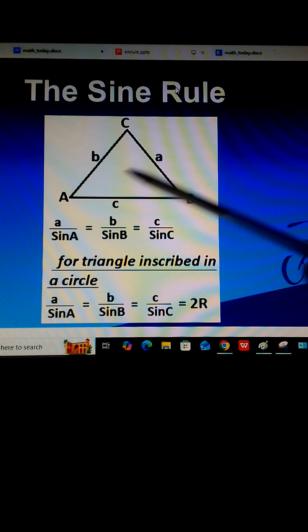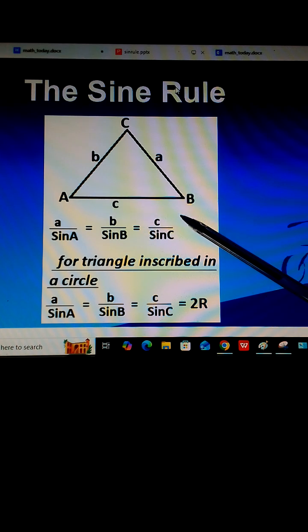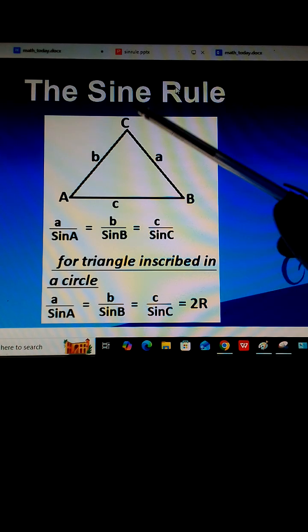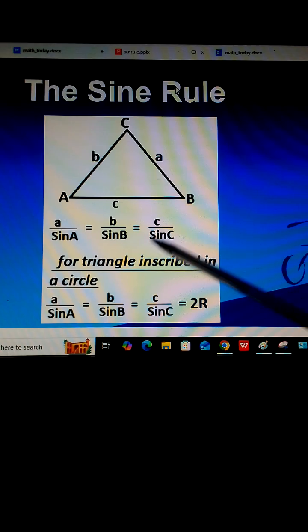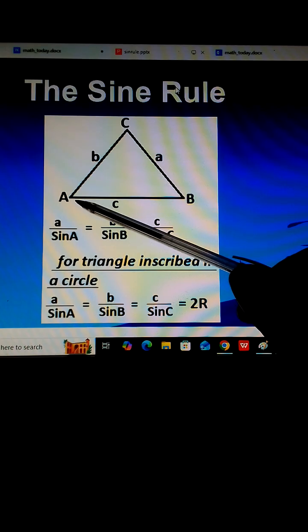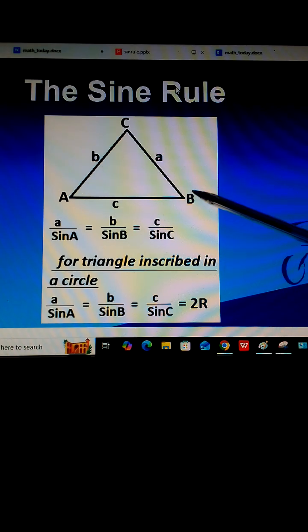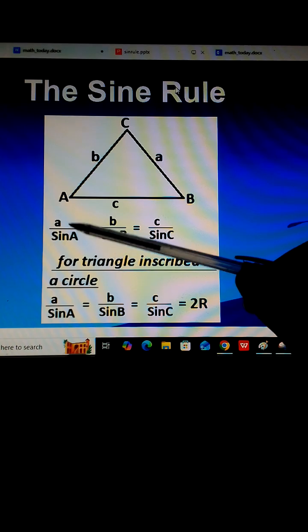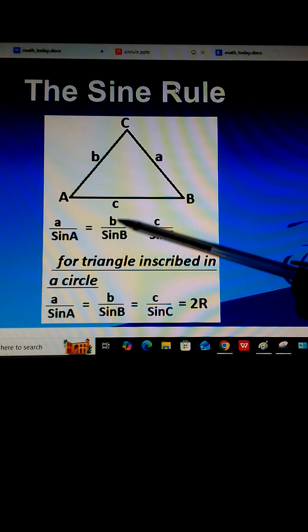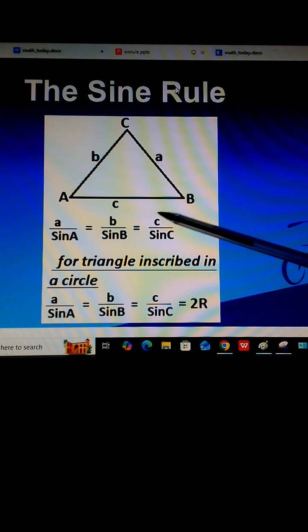Consider triangle ABC, which has angles A, B, and C. These angles have got corresponding sides: side a for angle A, side b for angle B, and side c for angle C. The sine rule states that a over sine A is equal to b over sine B is equal to c over sine C.